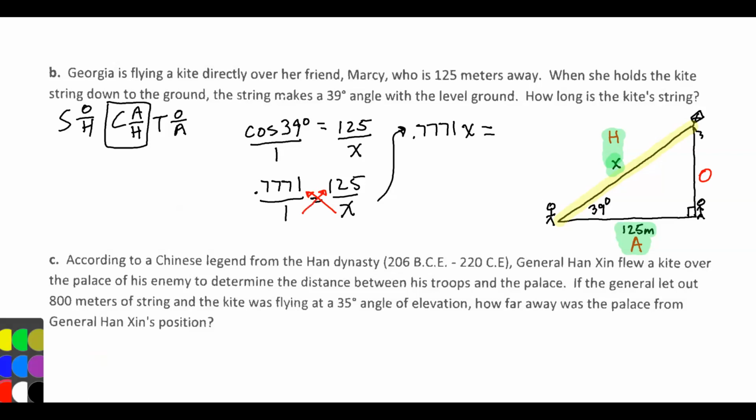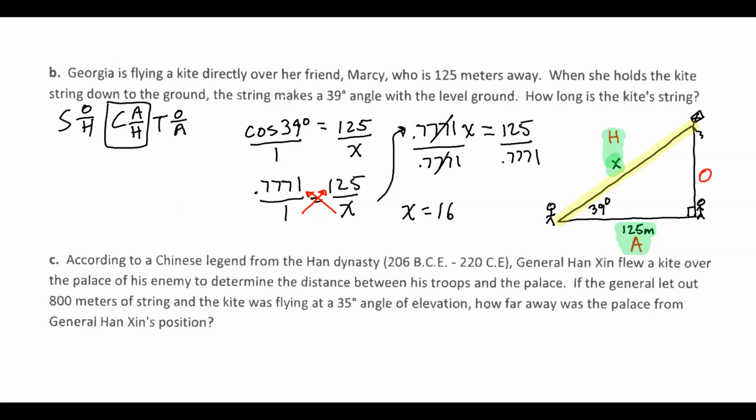That's just 125 times 1, which is 125. I'm trying to solve for x, so I need to get rid of that 0.7771. So I'll divide both sides by that. These are going to cancel, and I'm left with x is equal to 160.9 meters. So the kite string is 160.9 meters.